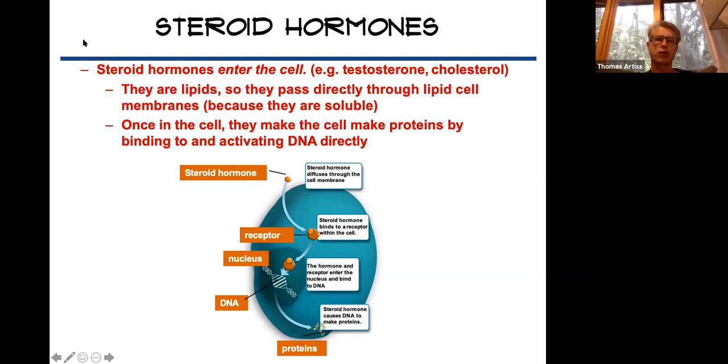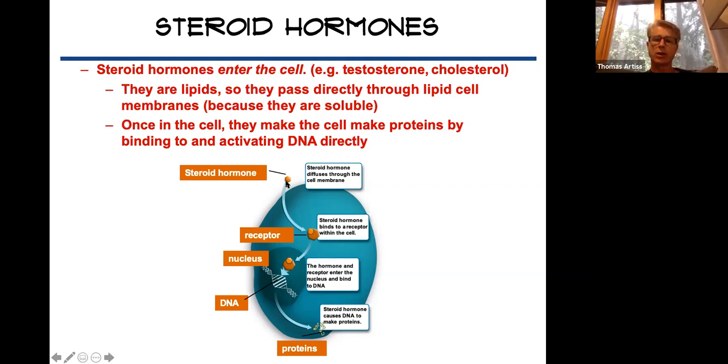This is released, it travels through the bloodstream, and when it finally finds its target cell, one of those hormones will actually, instead of staying on the outside, slip right through the lipid bilayer into the cell. Then they generally bind with a receptor in the cell, and this complex of molecules then slips through the nuclear envelope and binds to the DNA and directly regulates the production of a protein. In other words, they activate a gene to do something in the cell.